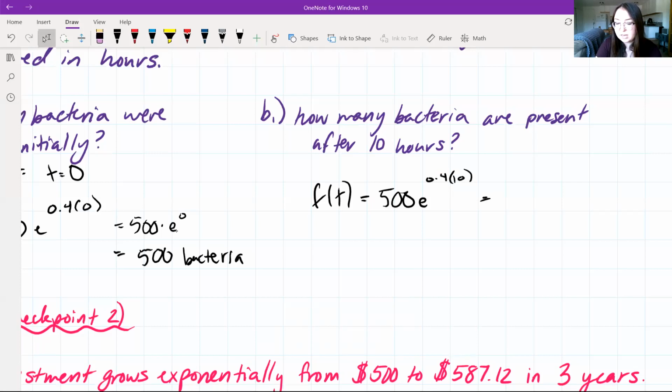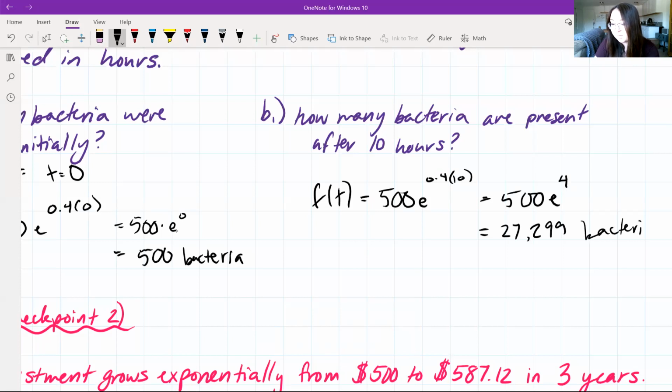So this is technically 500 times e to the, since it's 0.4 times 10, that's like saying e to the 4th power. And take a moment to calculate this on your own if you would like. And if you did, we should have gotten 27,299 bacteria.